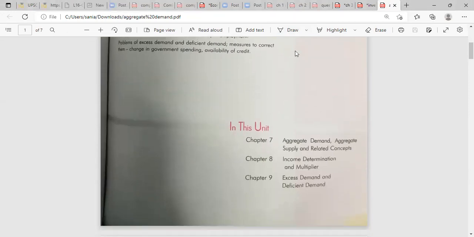Over here you can see chapter number 7, aggregate demand and aggregate supply. We did this, right? So now, don't write chapter 8. Just write the chapter name: equilibrium and income determination and multiplier.